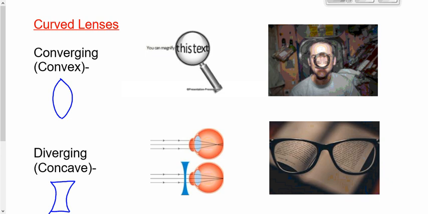Now, there's two names for each of these, but I prefer converging and diverging because it describes the behavior of the lenses better. You may see the terms convex and concave, but what I'm going to ask you to do when you see a question where it says a convex lens or a concave lens is translate it. Translate convex to converging, translate concave to diverging, because as I say, converging and diverging describe the behavior of the lenses better.